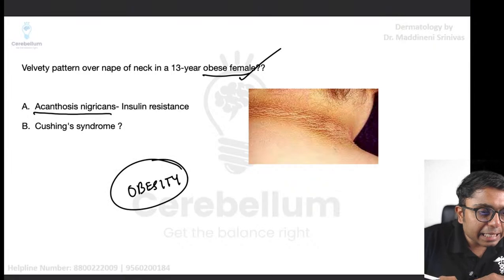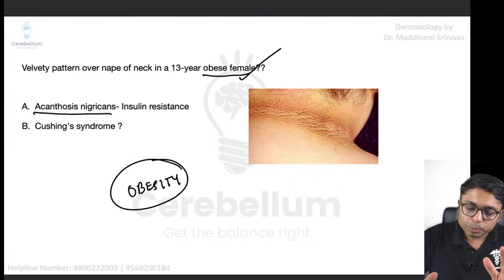Dr. Rajneesh, the answer is direct immunofluorescence, just the other two options were different. Okay, thank you so much for the clarification. Yes, so this is most commonly associated with obesity.